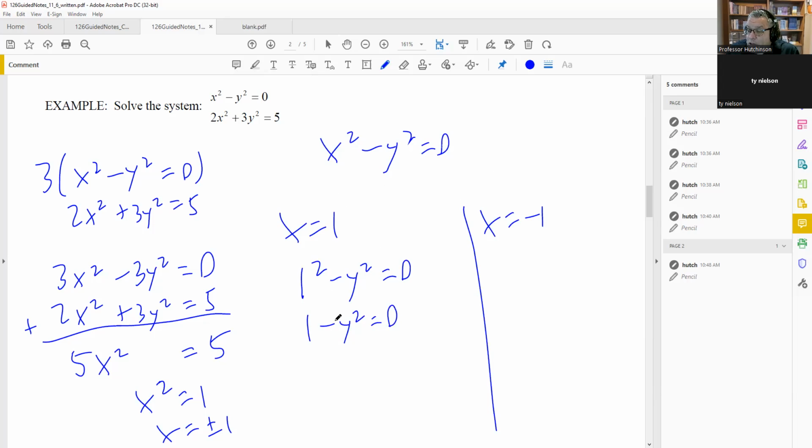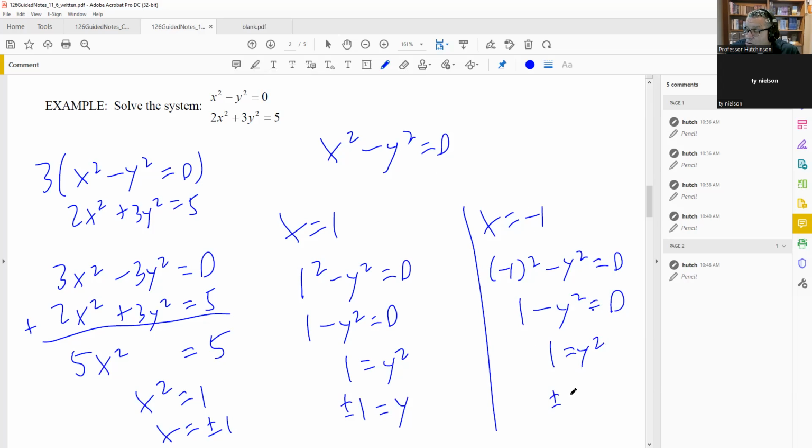I can either add the y squared or subtract 1, it doesn't matter. I'll add the y squared to the other side, make it positive, and then I just take the square root of both sides and I get plus or minus 1 again for y there. Let's do the same thing with -1. I'll put -1 into the first equation. But I'm actually just going to end up getting the same answers when I do that. But I still have to write them out in coordinate form.